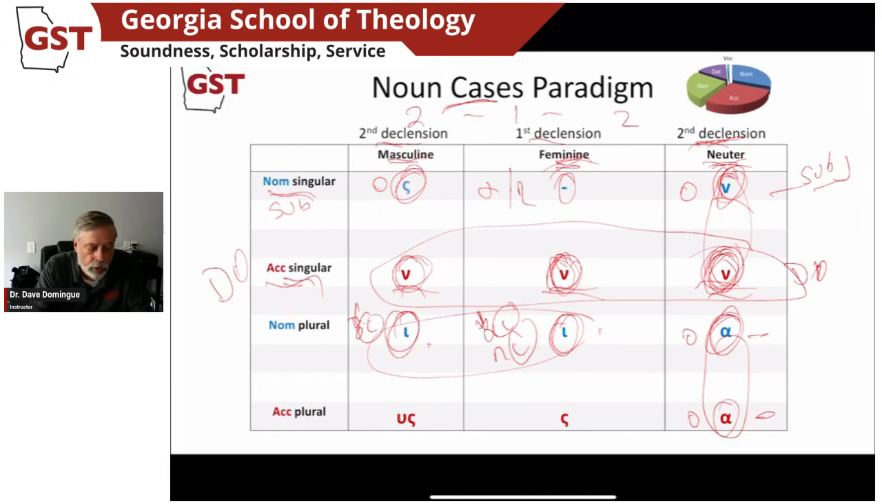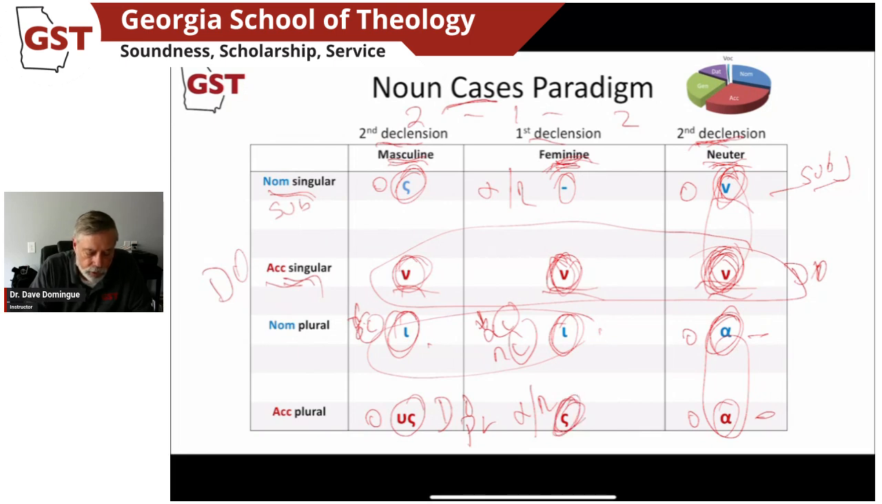patterns, what we're talking about. Masculine words, we have the omicron connecting vowel with the upsilon sigma case ending, and that tells me it's the direct object plural. Here is going to be the alpha or the eta connecting vowel or stem ending with the sigma as the case ending for a first declension feminine word in the plural.